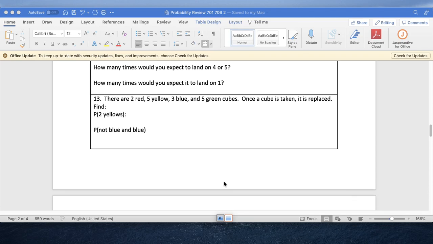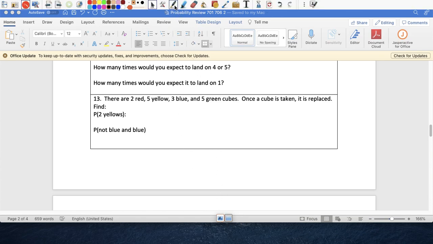There are 2 red, 5 yellow, 3 blue, and 5 green cubes. Once a cube is taken, it is replaced. So we take a cube, and in this case, we put it back, right? We put it back. So we have 5 yellows, 2 reds, 3 blue, 5 green.